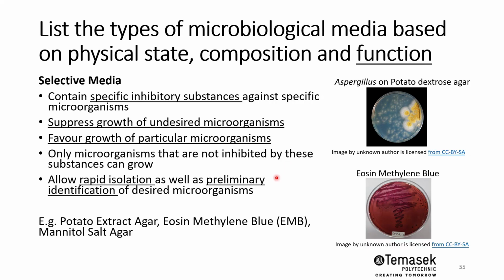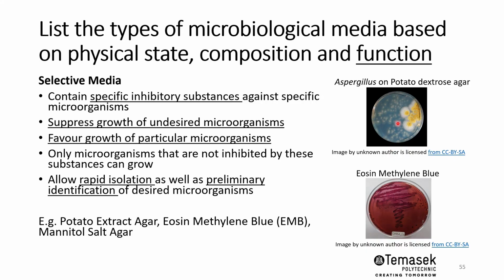For example, this image here shows Aspergillus. Aspergillus is a fungus. It grows really well on potato dextrose agar. So only Aspergillus will be able to grow in this condition because it contains substances that allow it to grow while inhibiting others from growing.